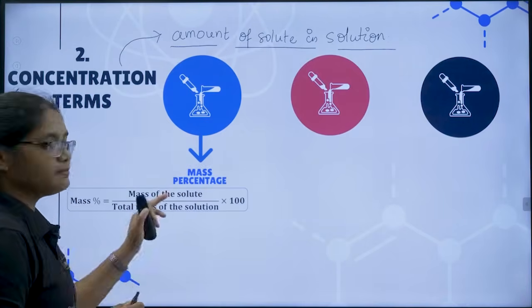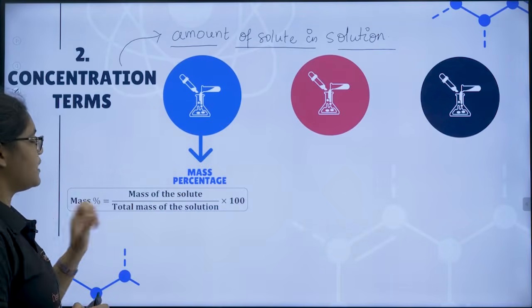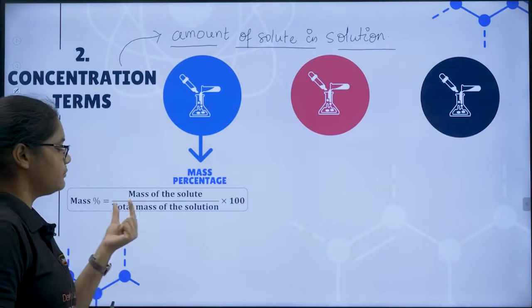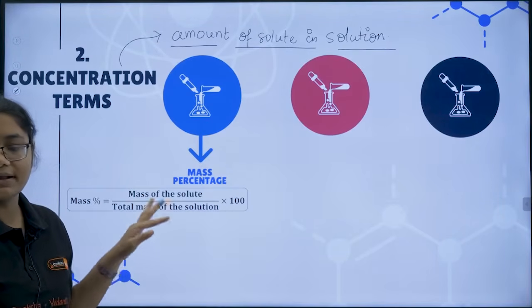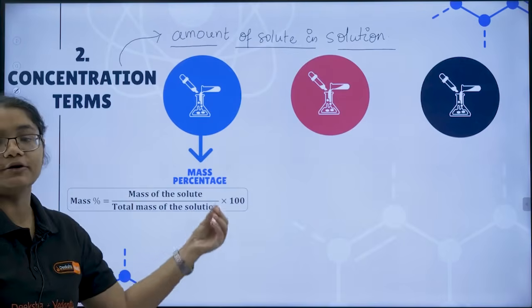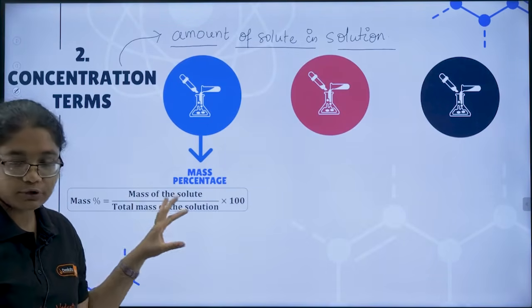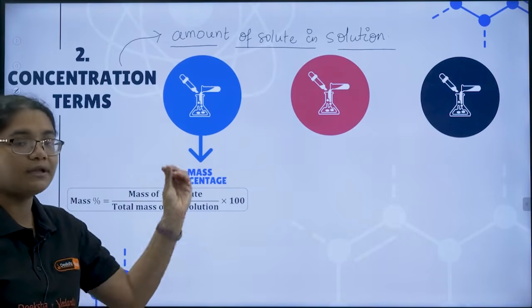Now let's see the first concentration that we have, which is mass percentage. Now what is the formula of mass percentage? Mass of the solute by the total mass of the solution into 100.